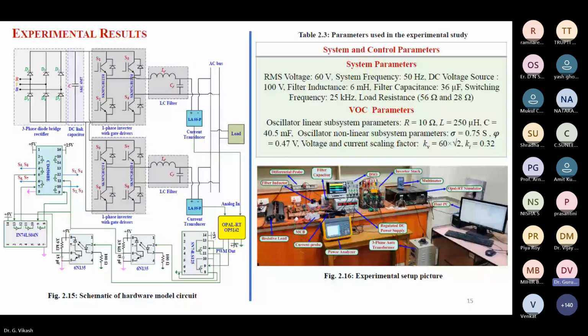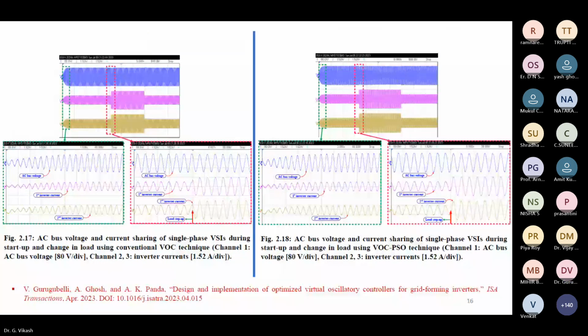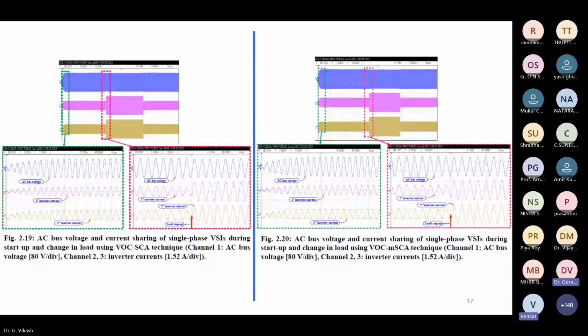That's it. Figure 2.16 is the experimental setup picture, and table 2.3 shows the system parameters and control parameters of the experimental study. And these are some results. This work is published in ISA Transactions. And so this is the comparison.